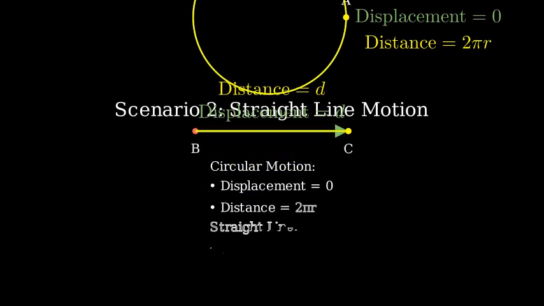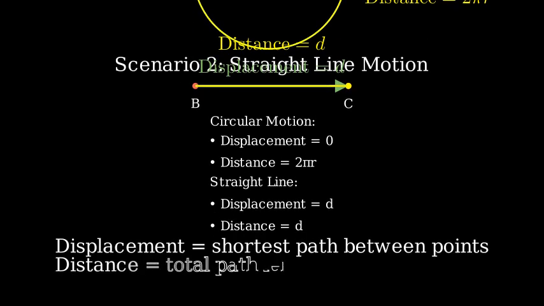Let's compare these two scenarios. In circular motion, the displacement was zero even though the particle traveled a non-zero distance. In straight line motion, the displacement and distance were equal. This illustrates that displacement is a vector quantity that depends only on the initial and final positions, while distance is a scalar quantity that measures the total length of the path taken.